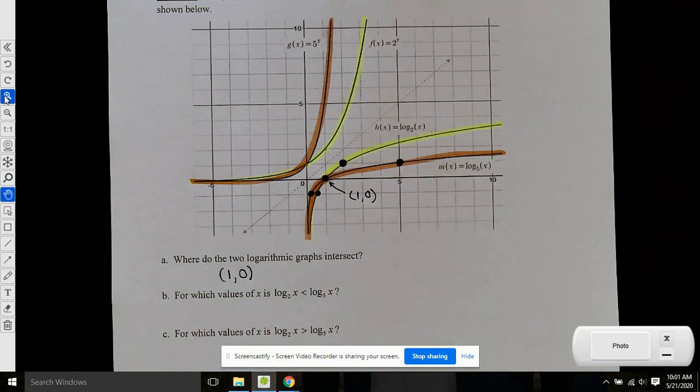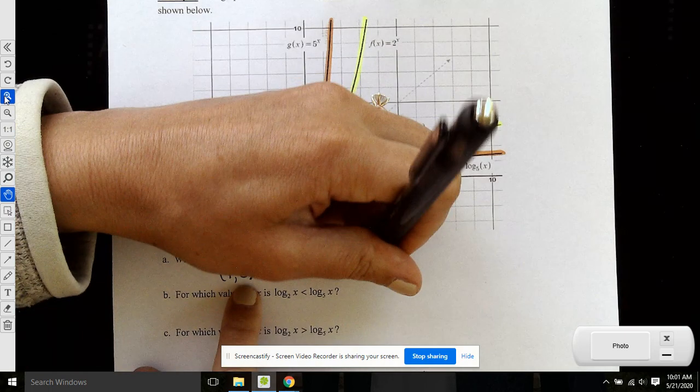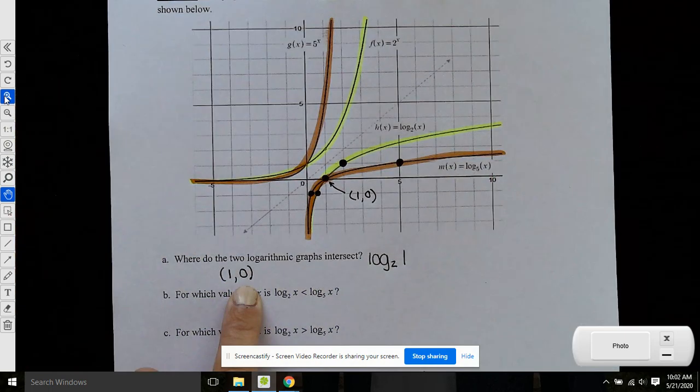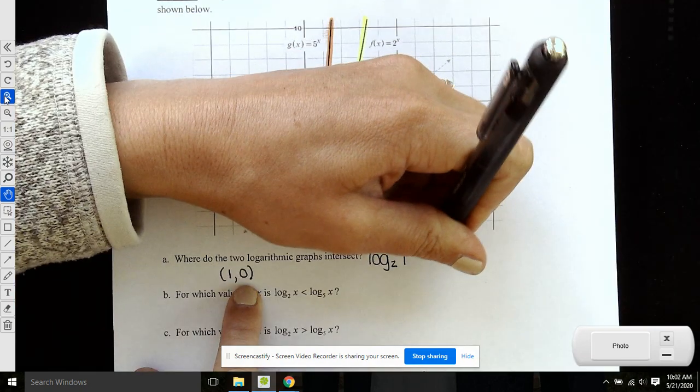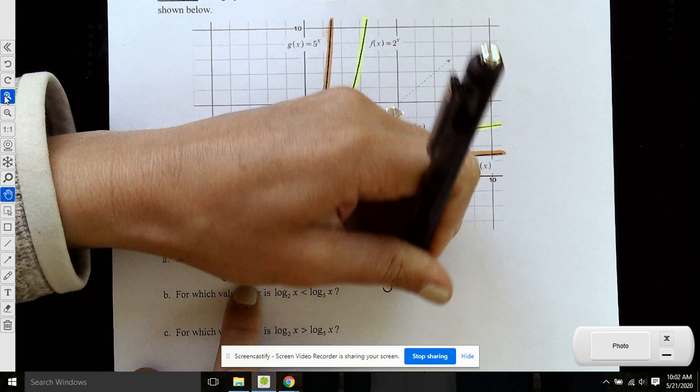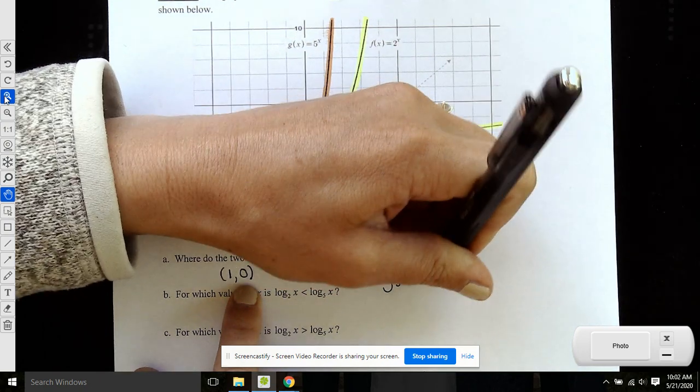So if you're thinking of a logarithmic function, the x value is 1 and the y value is 0. So log base 2 of 1 is always going to be equal to 0. Log base 5 of 1 is always going to be equal to 0.